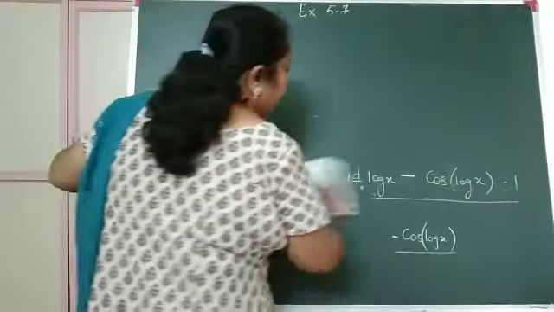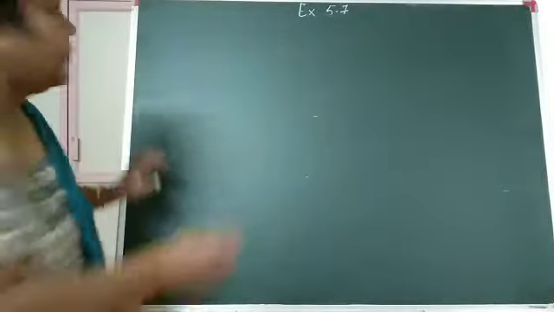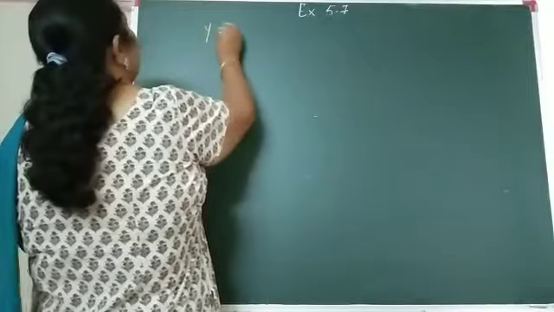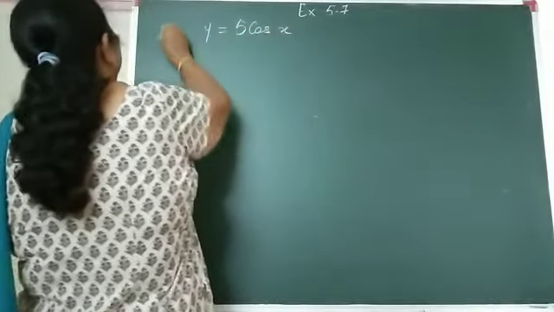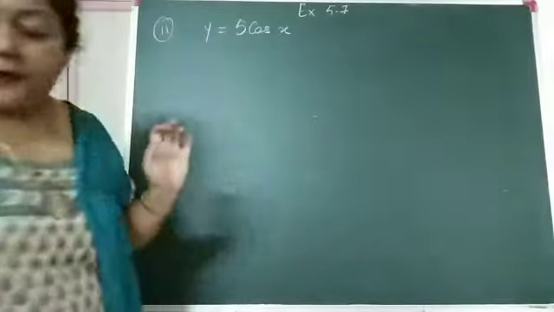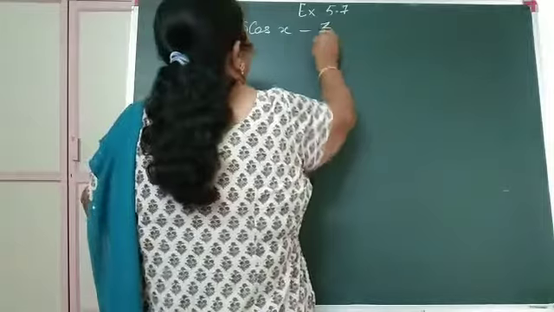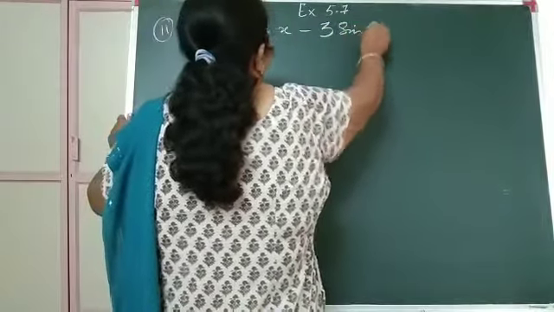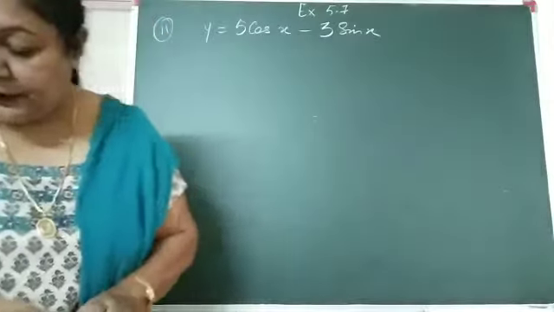Now, question number 11 is quite simple, and I have y is equal to 5 cos x minus 3 sin x. So 5 cos x minus 3 sin x.